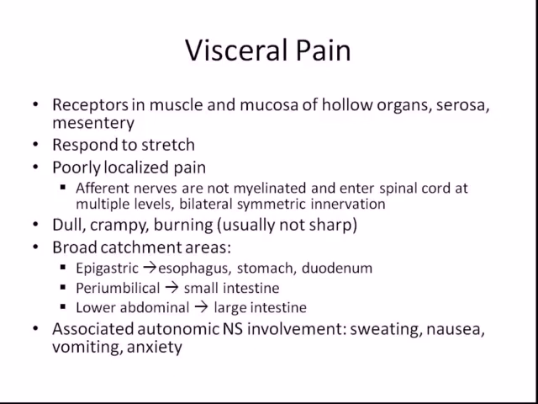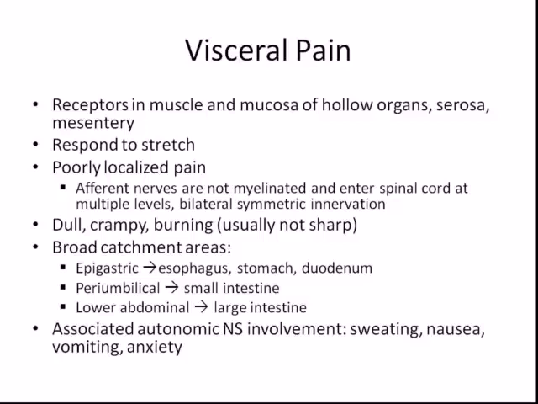Visceral pain is dull, crampy, and can result in a burning sensation, but is usually not sharp. In addition, areas in the belly have broad catchment areas. The epigastric region catches pain from the esophagus, stomach, and duodenum, the periumbilical region from the small intestine, and the lower abdomen generally from the large intestine.